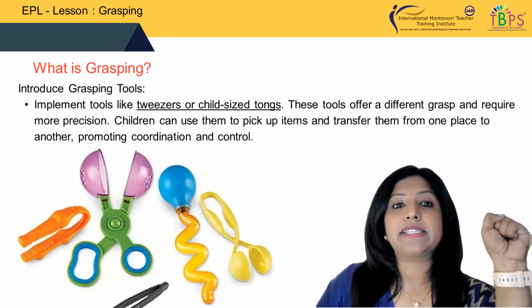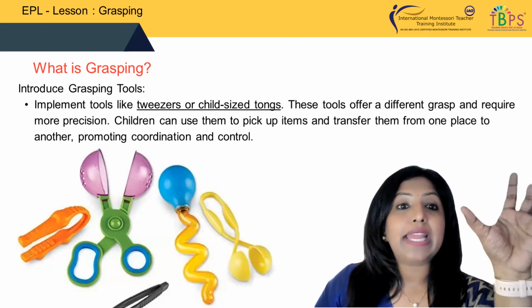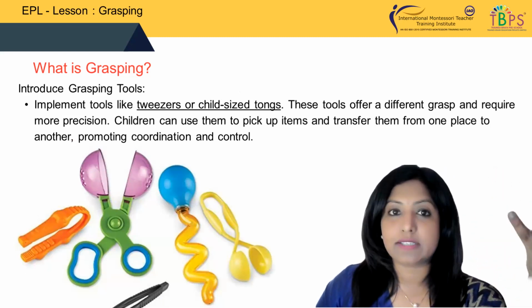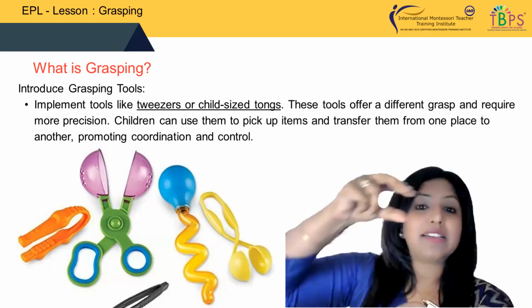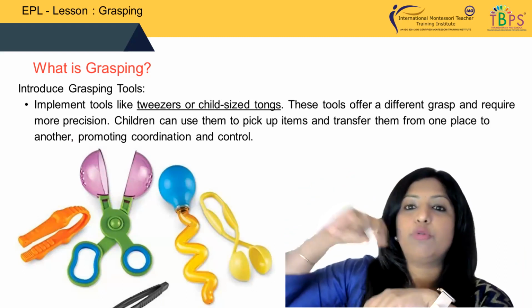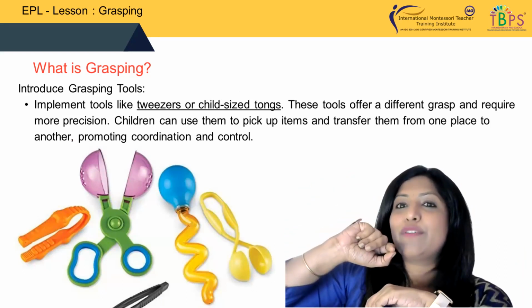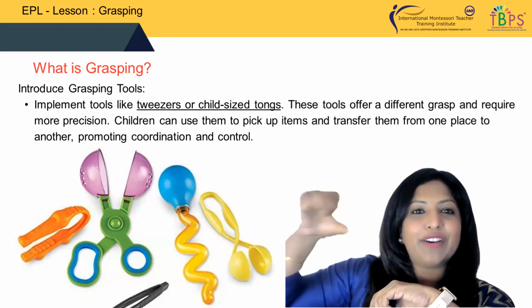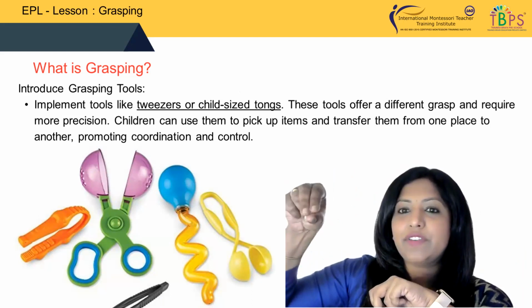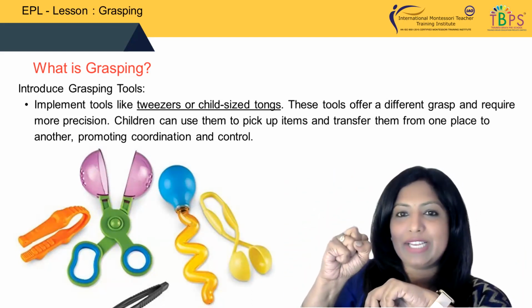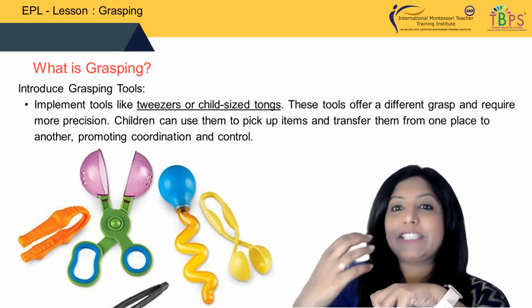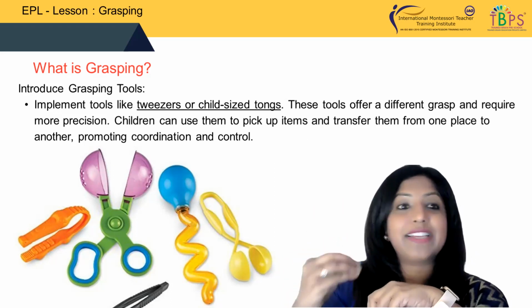The third stage of grasping is more complex now. I give them tools like tweezers. I also give them child-sized tongs. These are instruments. Now I will ask the child to transfer that smaller thing using those tools. Now see, the difficulty level is increasing even more. Doing it with a finger is easy. Now if I have to apply pressure on the tongs, balance it and transfer, I need a lot of muscular strength. I need a lot of grasping ability, and I also require more precision when I'm trying to do this. So this is again more complexity.